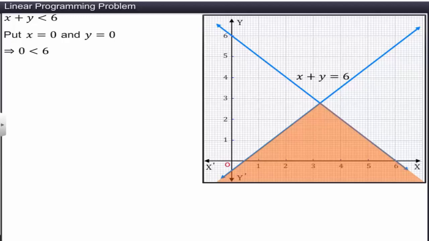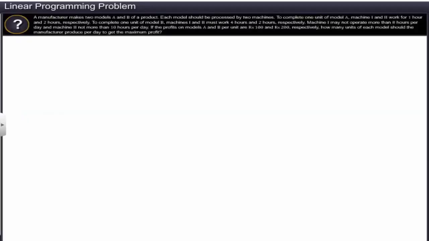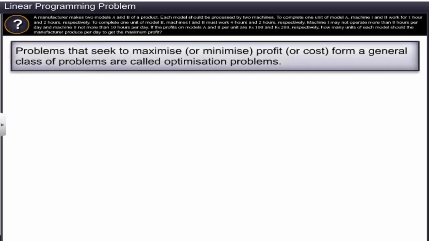Now, let us apply the graphical method of linear inequalities to solve linear programming problems. Let's take a look at one problem. In this problem, a manufacturer produces two different models of a product and wishes to maximize his profit under some given conditions. Such type of problems, which seek to maximize or minimize profit or cost, form a general class of problems called optimization problems.